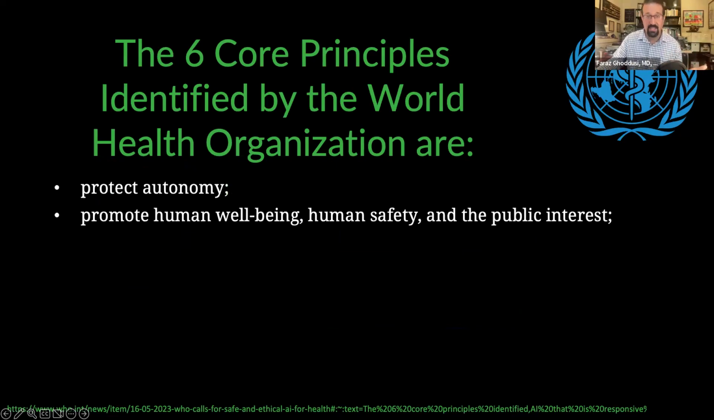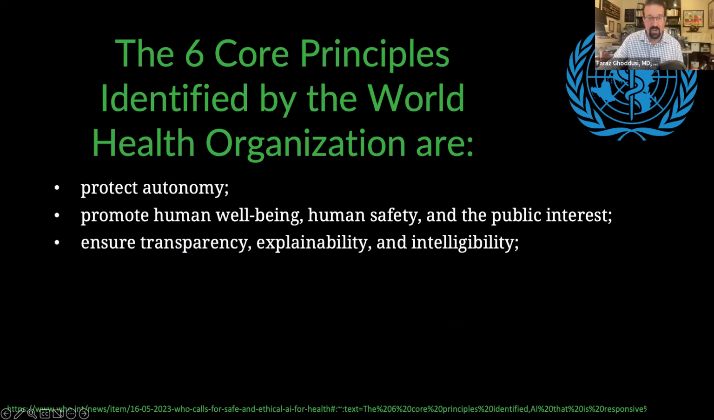Promote human well-being, safety, public interest, ensure transparency. That explainability ends up being very difficult. So we can explain a lot with machine learning, but with anything with neural networks or deep learning, we have that black box in the middle, and that becomes difficult. Because if this model says, hey, this person needs this procedure, does it tell me why? I don't know what to do with that information, right?